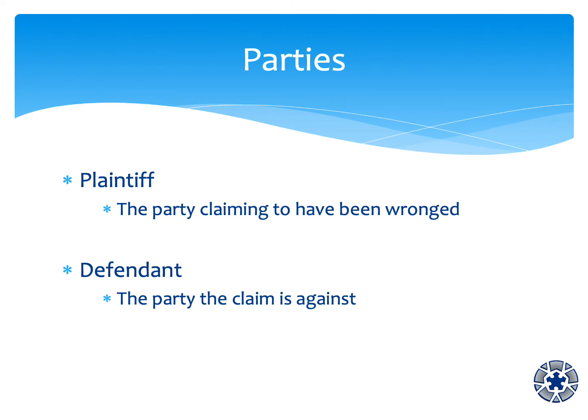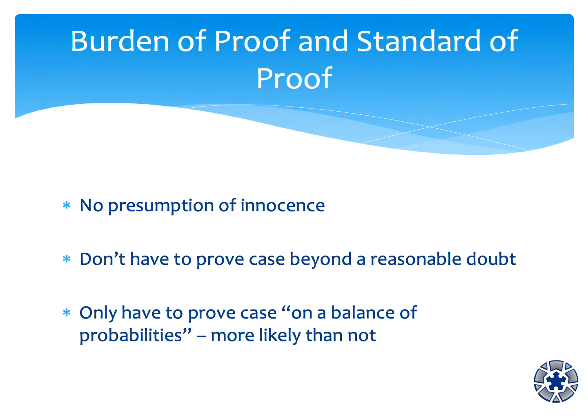In a civil suit, the party who alleges the wrong is called the plaintiff, and the person who the claim is against is called the defendant. In a civil case, there is no presumption of innocence. Plaintiffs do not have to prove their case beyond a reasonable doubt. Plaintiffs only have to prove their case on a balance of probabilities, that it is more likely than not.